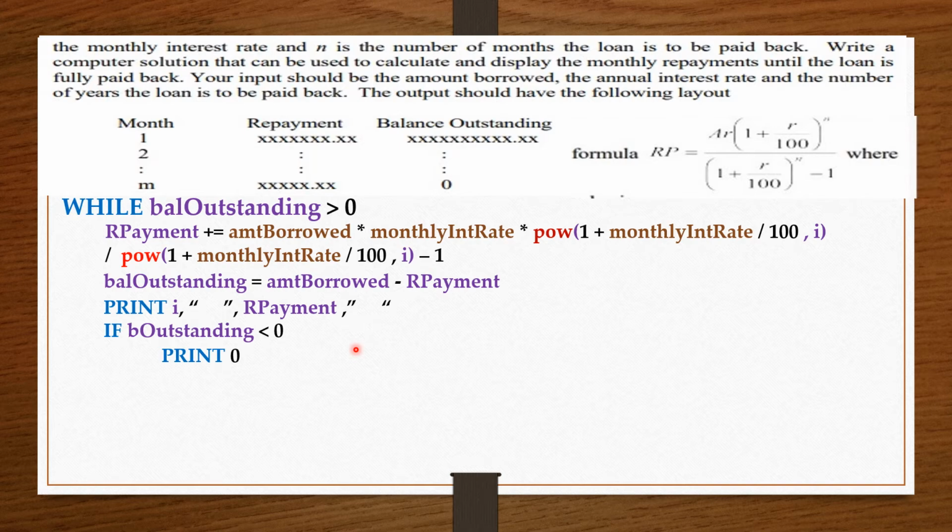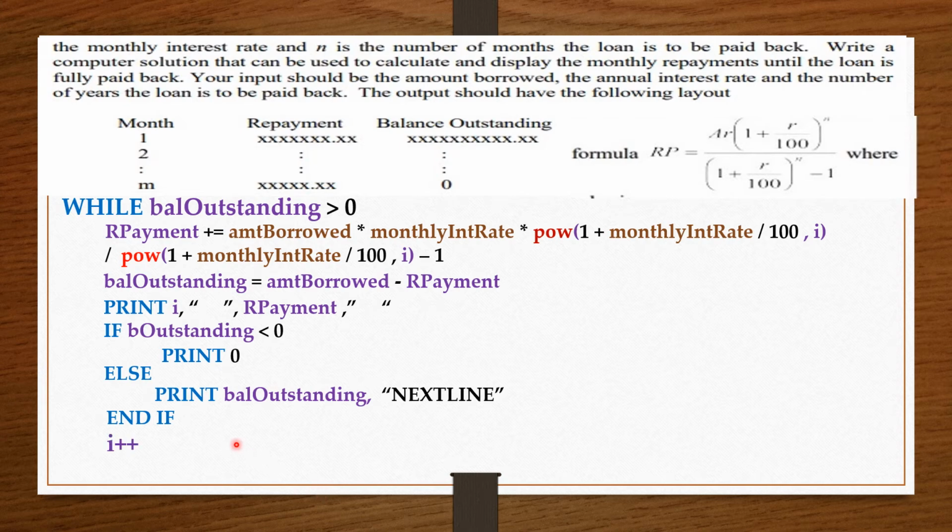Else, you should print the balance outstanding. So just print whatever value is over there. Then we should move to the next line. That is, after printing the balance outstanding, you should move to the next row, endl. Now i plus plus. You know we are starting the month from 1, so the first month. After you move to the next line, you should start the next month from 2. You know i was month 1, so from 1 we move to 2, and then end while.